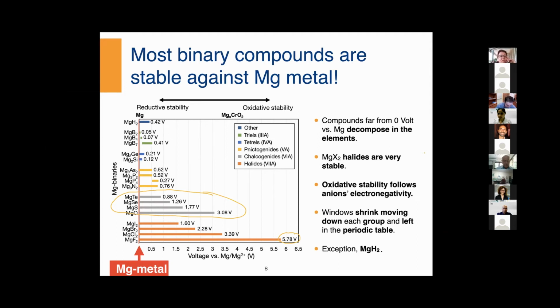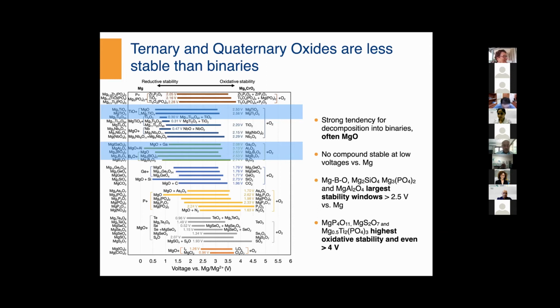And the story changes slightly when you move in other groups. So in summary, there are some interesting opportunities here when one looks at these materials, especially when it comes to halides or sulfide, selenide, and telluride. But let's move to ternary and quaternary oxide. The situation is significantly more complex here.